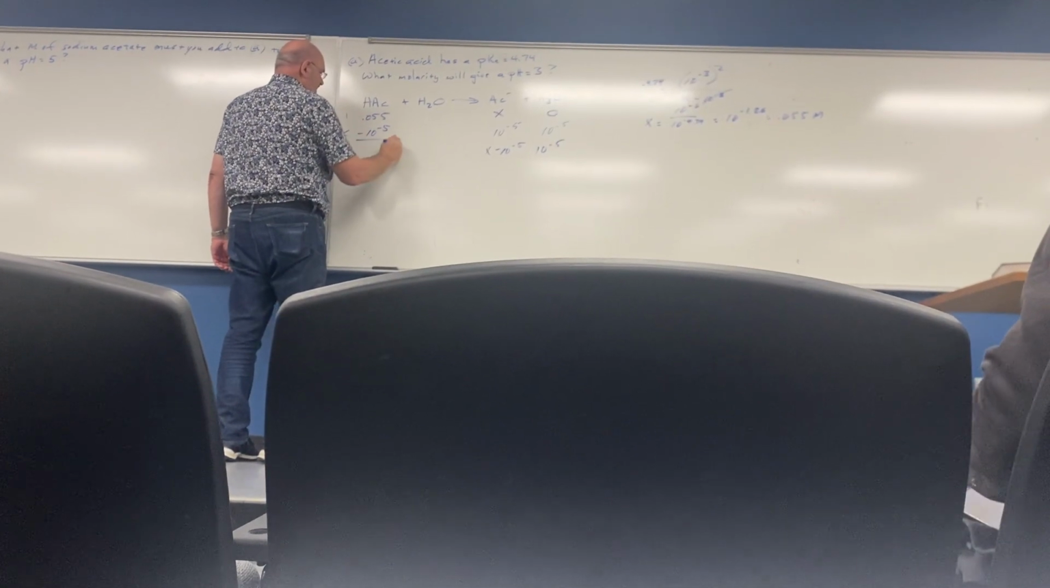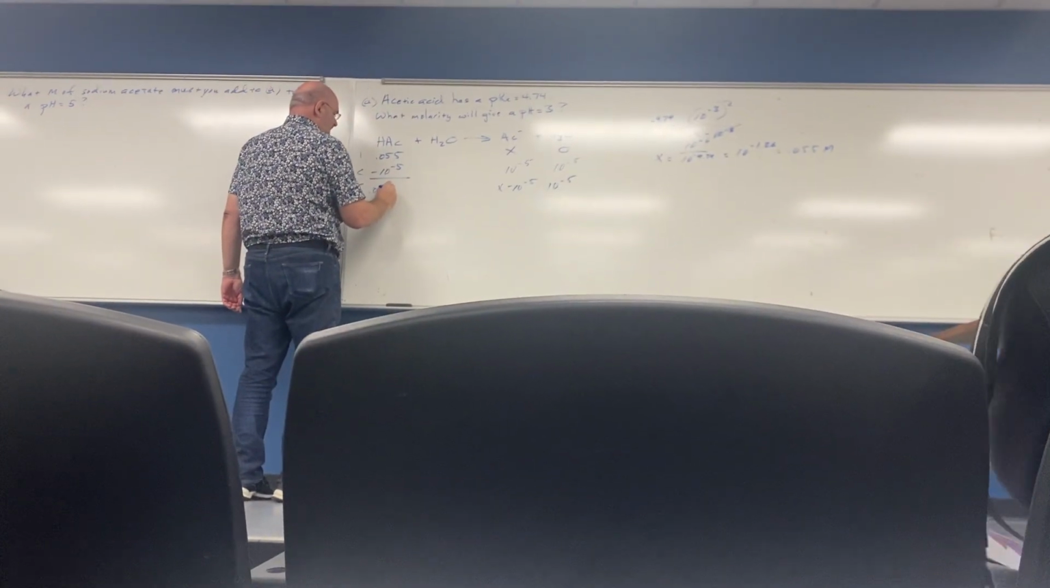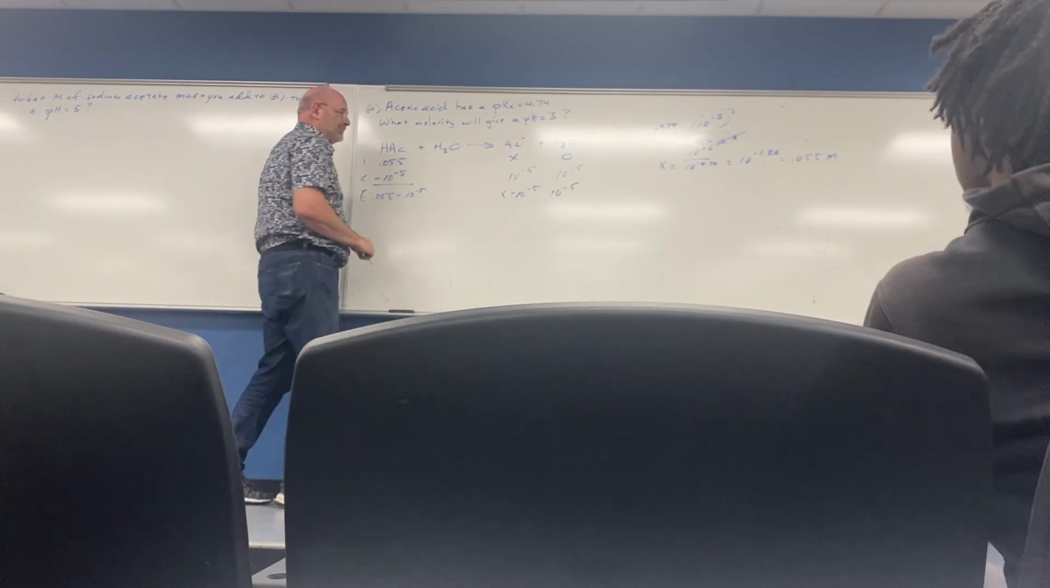So this is x minus 10 to the minus 5. And this is minus 10 to the minus 5. So this is 0.055 minus 10 to the minus 5.